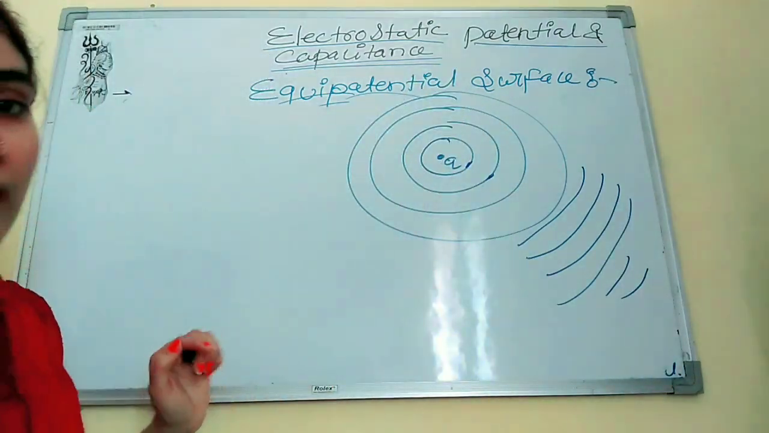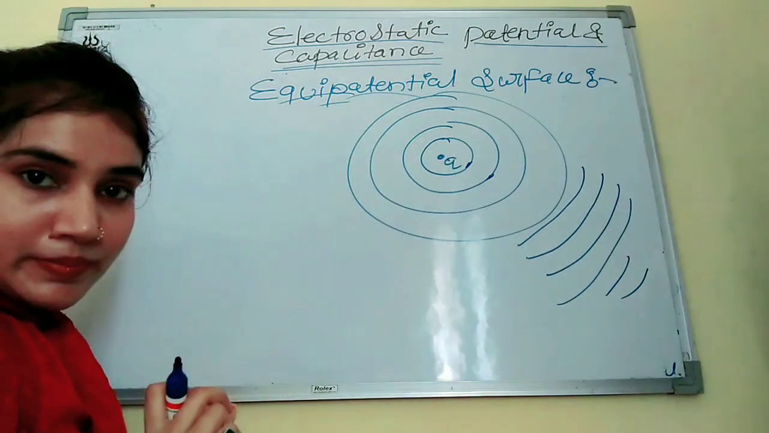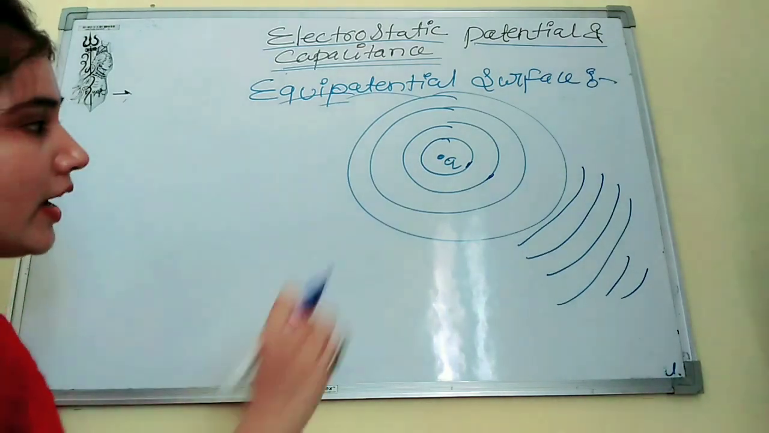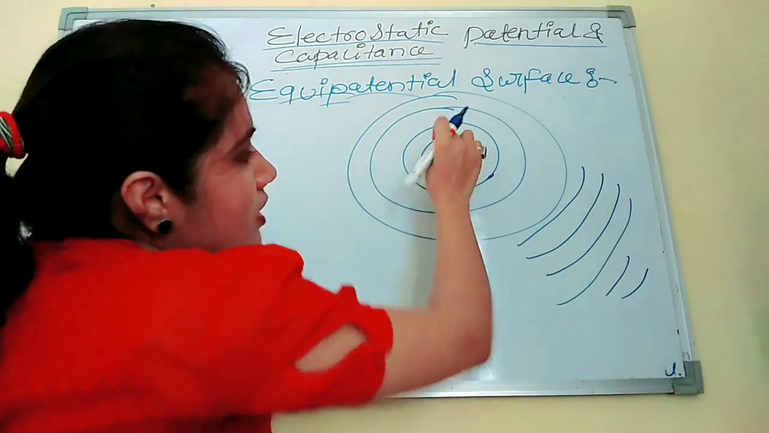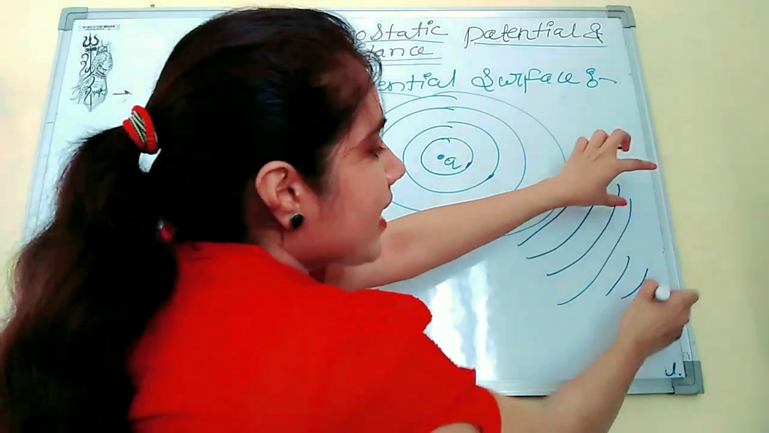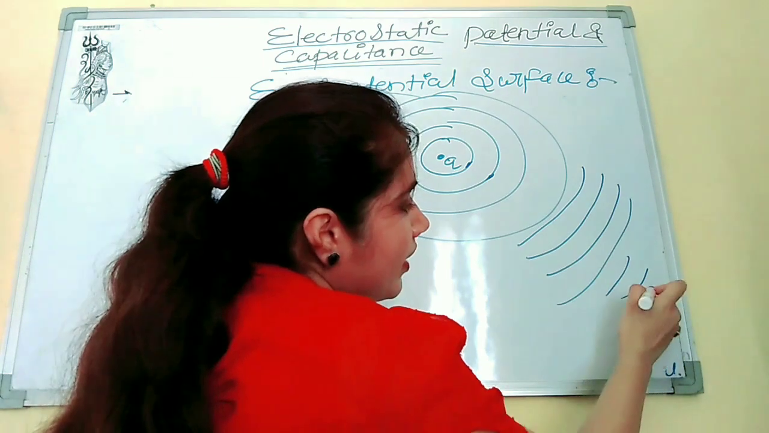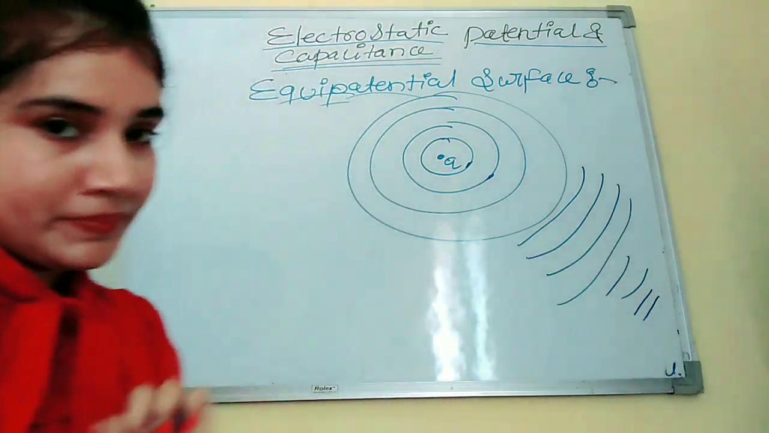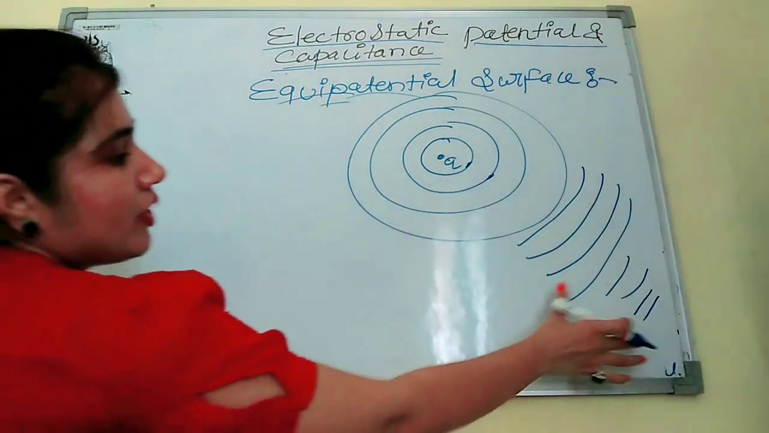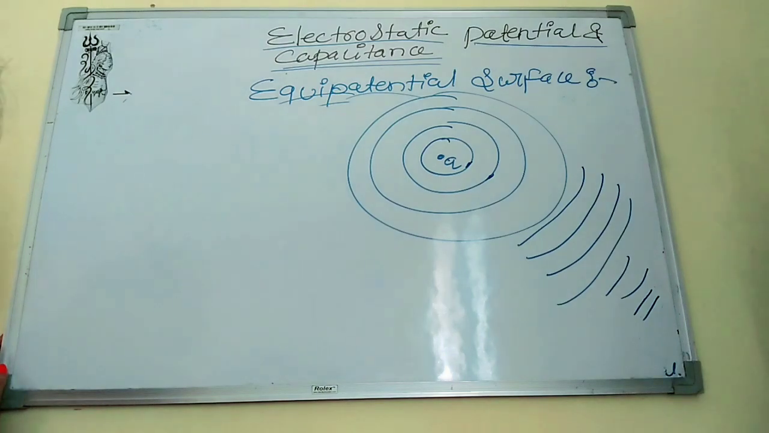That's why the parallelism appears only in a very small amount here. If we go far from this point, we will see parallel lines like this. The equipotential surfaces will appear parallel to each other. Okay, this is clear. So just note down this point: equipotential surfaces appear in the form of parallel lines to each other.